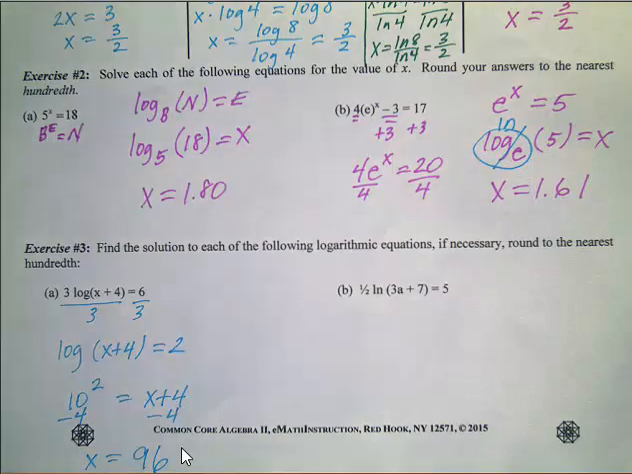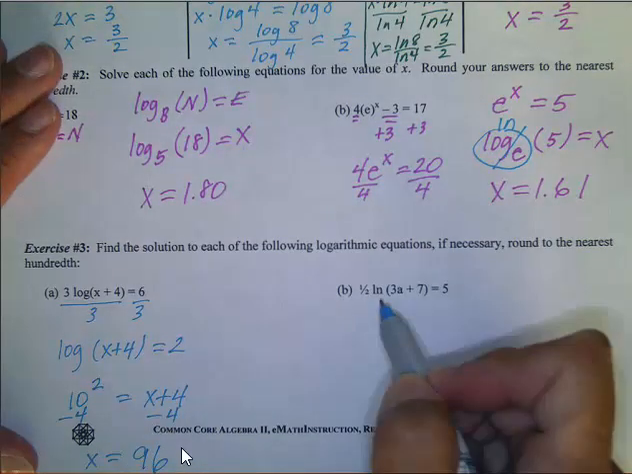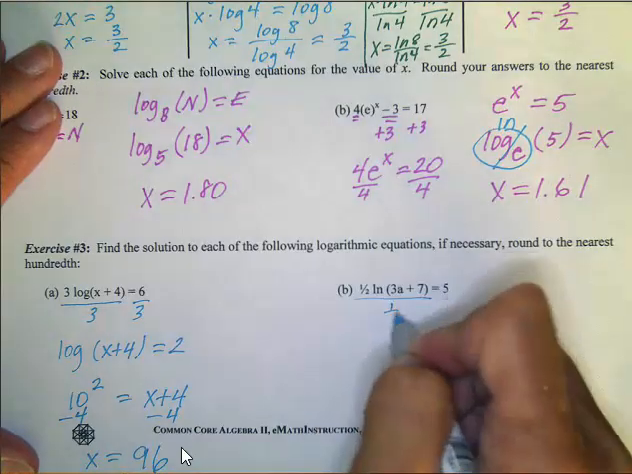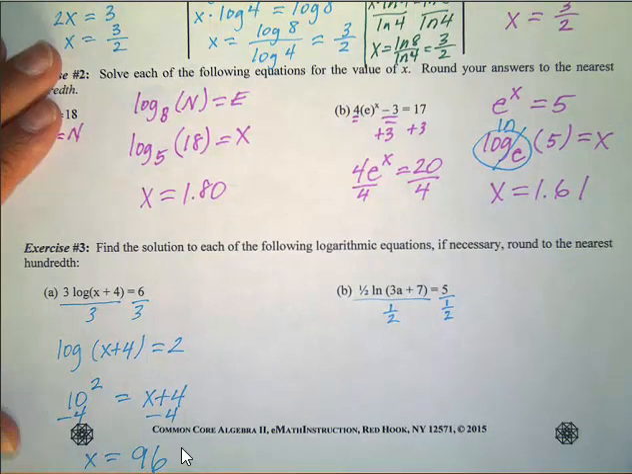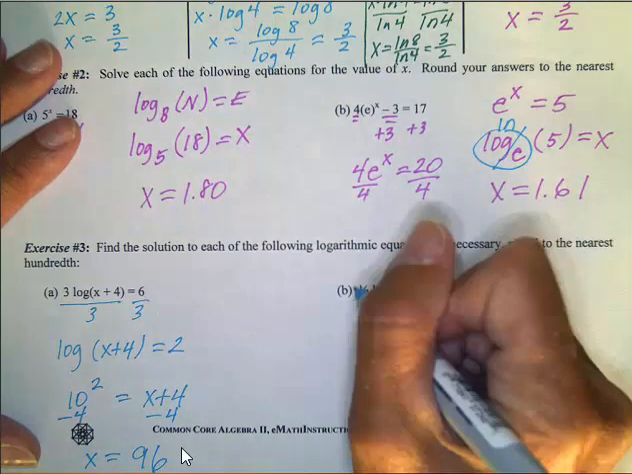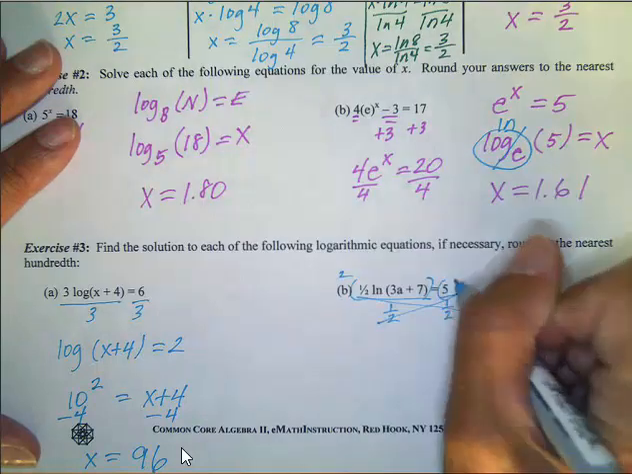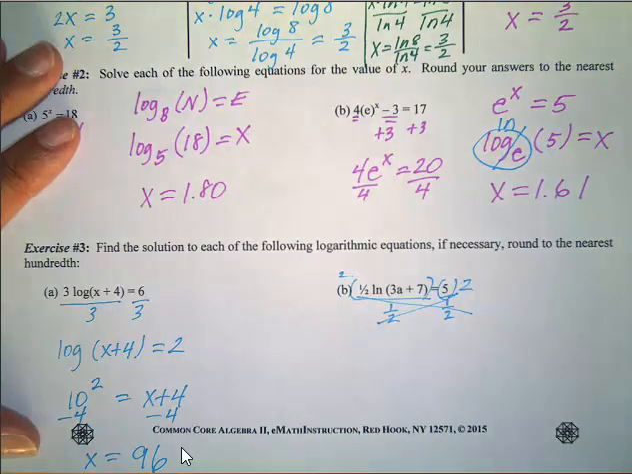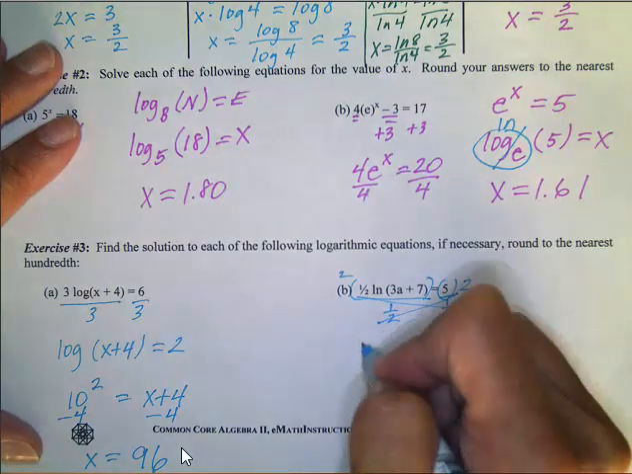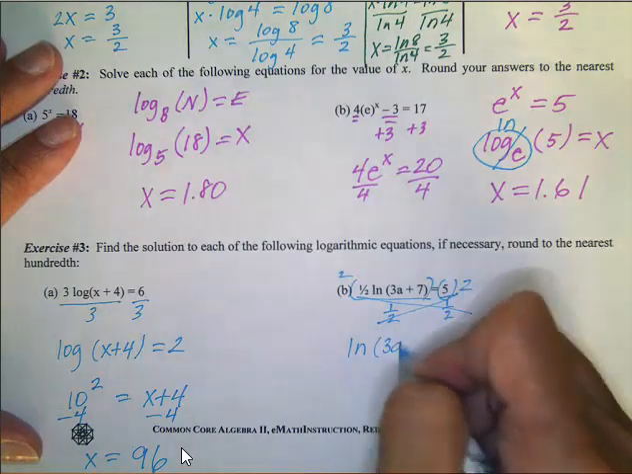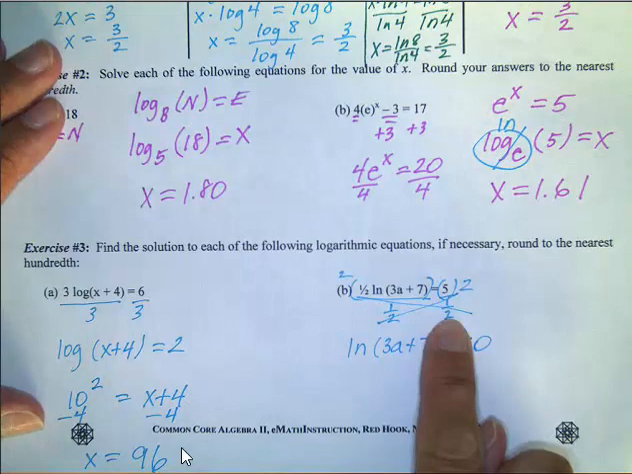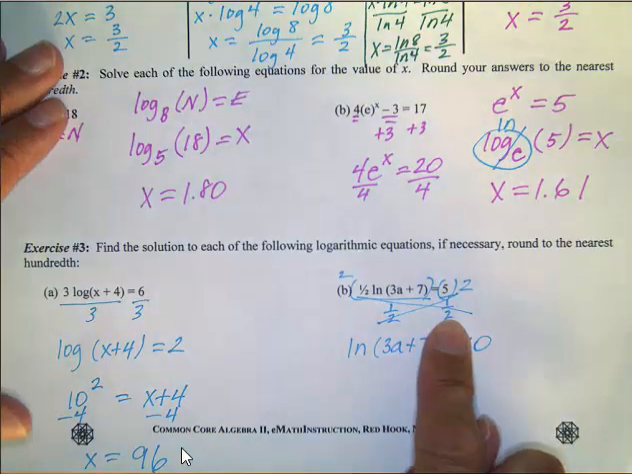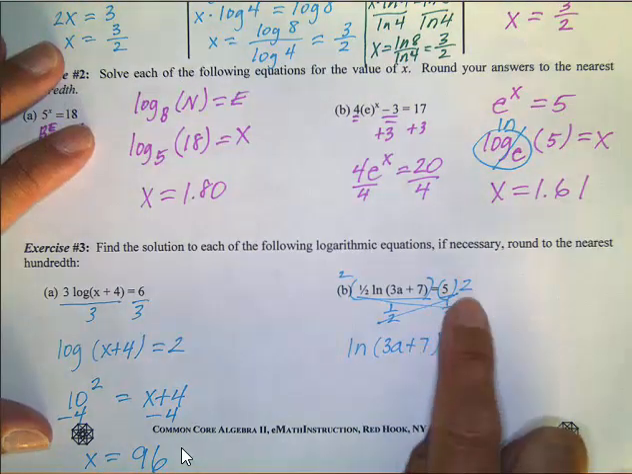All right, part B, again, we have to get the natural log alone. So we're going to divide by 1/2. Dividing by 1/2 is the same as multiplying by 2. So I could have just multiplied by 2, which means I don't have any fractions. So ln of 3a plus 7 equals 10. Probably some of you have difficulty with 5 divided by 1/2 as opposed to 5 times 2.